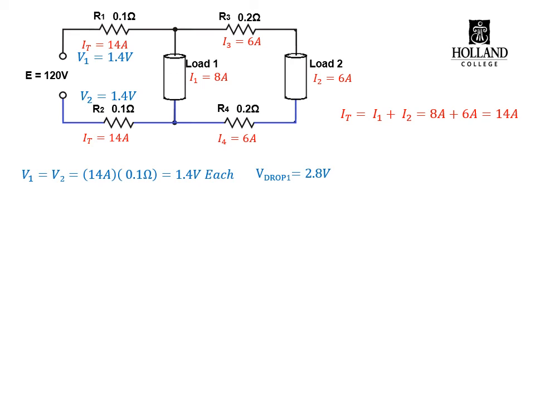The first feeder wires of 0.1 ohms are going to have a total of 14 amps flowing through them, which means that they're going to have a voltage drop of 1.4 volts each, or a total voltage drop on loop 1 of 2.8 volts. If we apply Kirchhoff's voltage law, the sum of voltages around any one loop must add up to the source. We can use the source voltage and the voltage drop to solve for the load voltage of 1. Resistor 1 is going to drop 1.4 volts. Resistor 2 is going to drop 1.4 volts. And when we subtract that from 120, we end up with 117.2 volts for load 1.